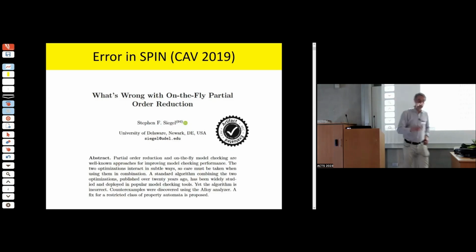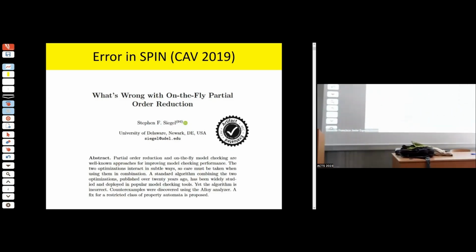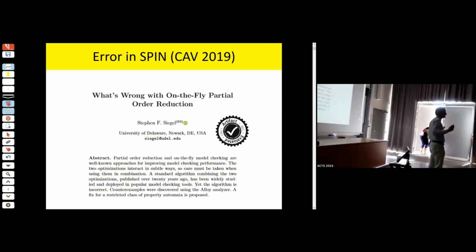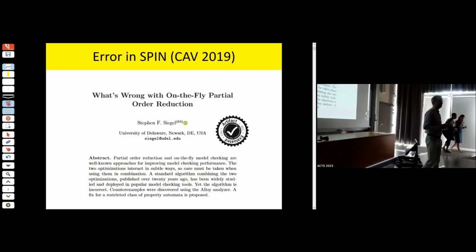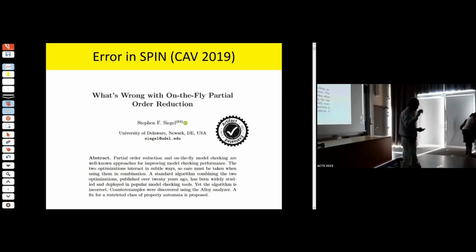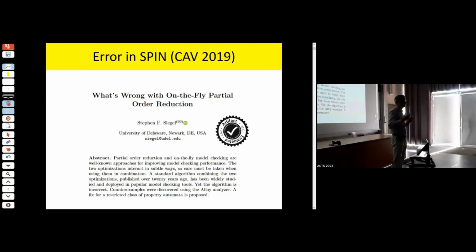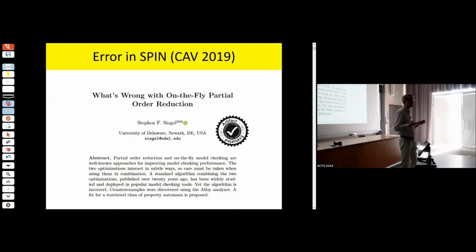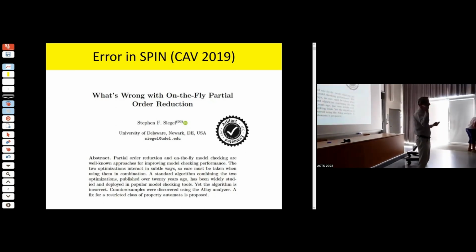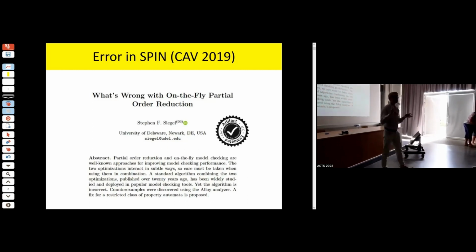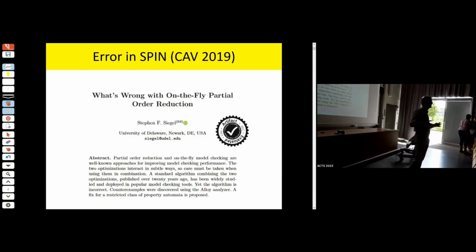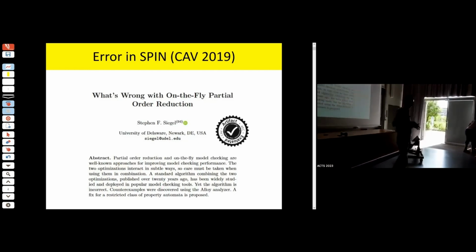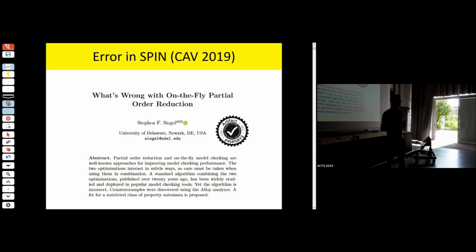Okay, maybe some of you know this paper. It was published four years ago, and it showed that SPIN, a model checker which has been around for 40 years, had a mistake. It was in the partial order reduction heuristic, which is actually the standard one. You are using it all the time. And this bug has been there for probably 20 years. Nobody knows what effect it has had. Probably, fortunately, not very high, but nobody knows.